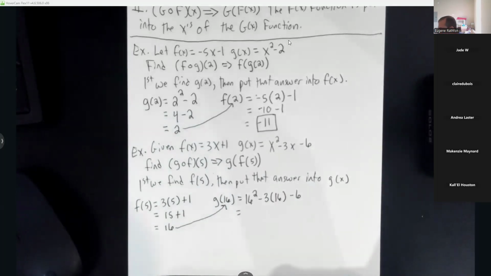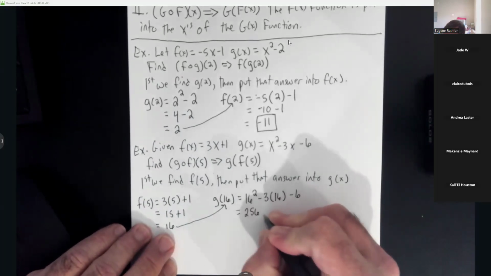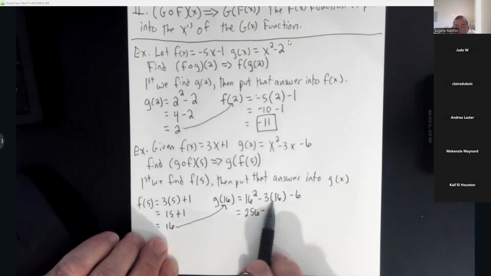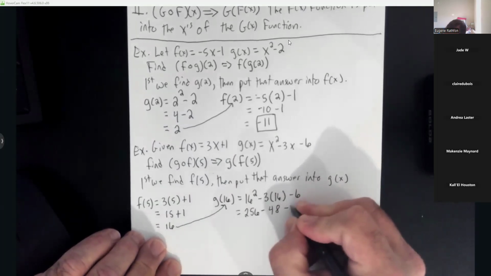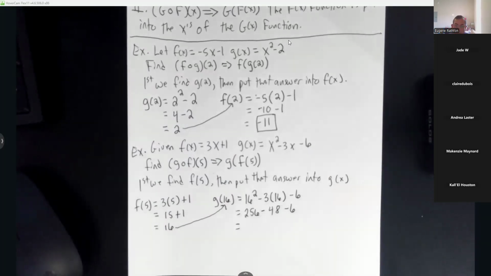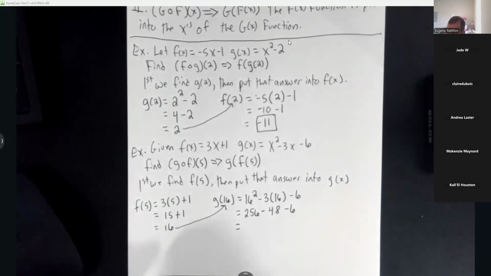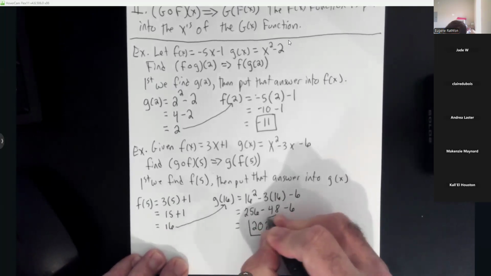All right, so the first thing we got to figure out is 16 squared. And that is 256 minus 3 times 16 is 48. And then minus 6. All right, y'all, so now it's just time to subtract: 256 minus 48 minus 6 gives us a total of 202. And that would be our final answer.